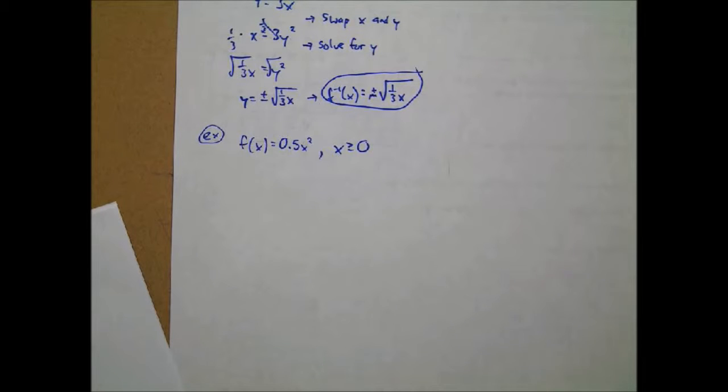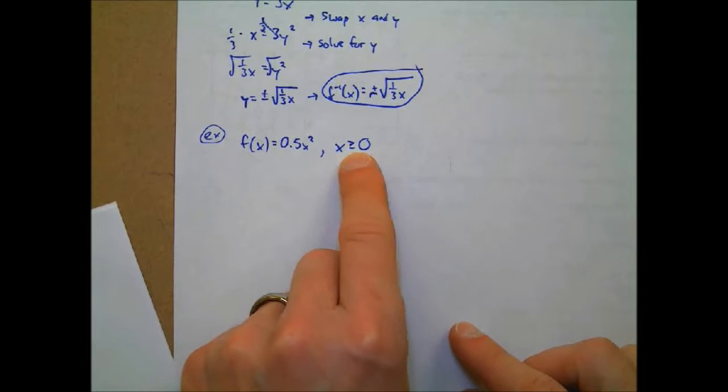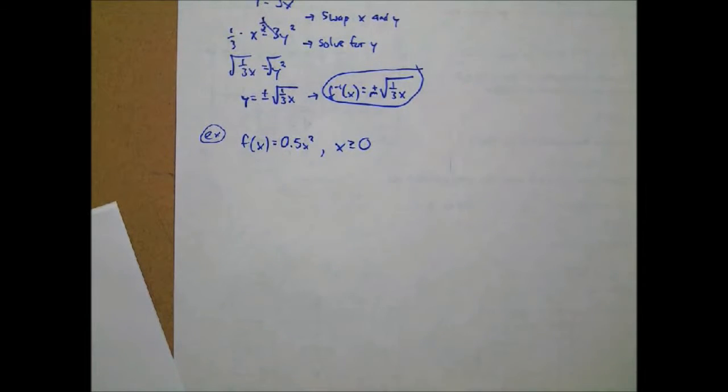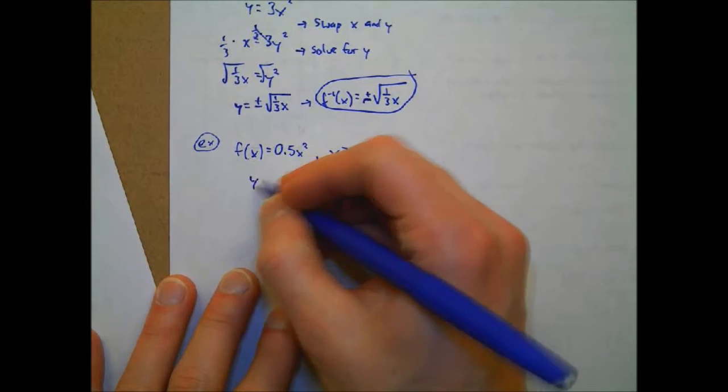Okay. So again, we're going to have this quadratic, but we're only going to be graphing the right half of the quadratic, for x values greater than or equal to 0, so I'm only going to graph the right half of it. It's not shifted left or right, up or down at all. It still has the origin. And so we'll go ahead and find its inverse. Okay, so y equals 0.5 x squared.